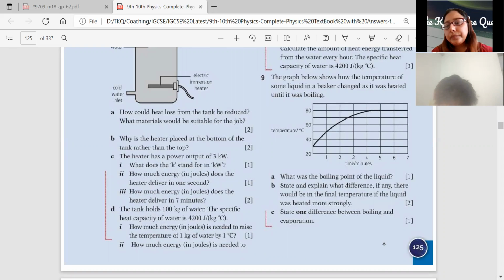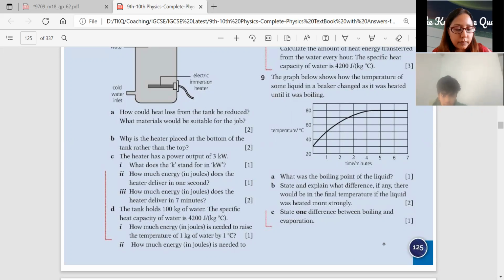The graph below shows how the temperature of some liquid in the beaker changed as it was heated until it was boiling. What is the boiling point? 80 degrees Celsius. What difference, if any, would there be in the final temperature if the liquid is heated more strongly? There would be no difference in temperature, but there would be a difference in the amount of time it would take to heat. It would be quicker.